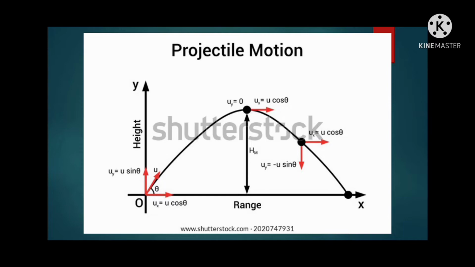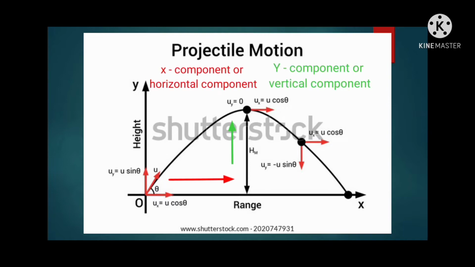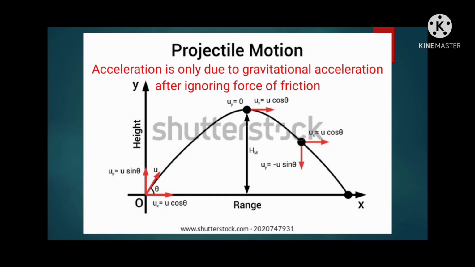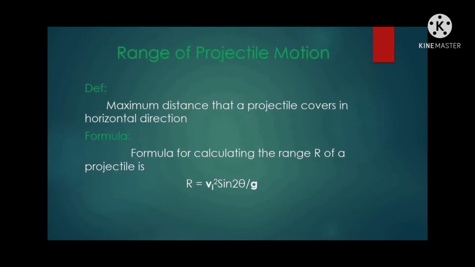Two-dimensional motion means it has two components, one of which is the x component and the other is the y component. Or we can say that projectile motion takes place along both the components. And constant acceleration due to gravity means the acceleration produced in an object being projected is only due to the force of gravity. There is no other factor contributing to the acceleration of the projectile motion after ignoring the force of friction. Now let's discuss what is meant by the range of projectile motion.